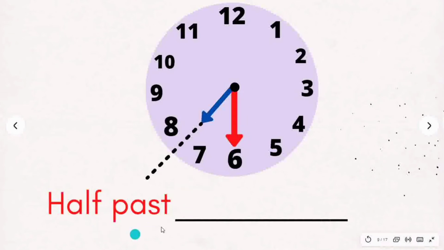When the long hand is showing to number 6, you have to use half past. Just now, when the long hand is showing to number 12, you have to use o'clock. But this time, when the long hand is showing to number 6, you have to use half past. Then you look at the short hand. The short hand is showing in the middle between number 7 and number 8.